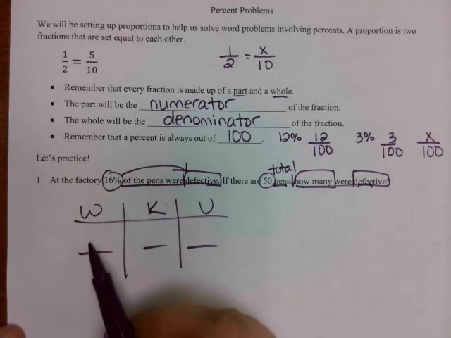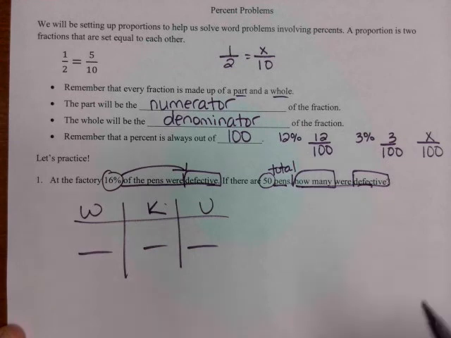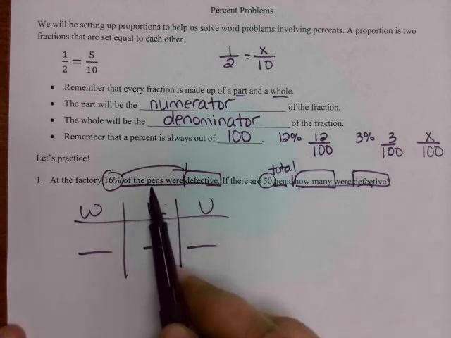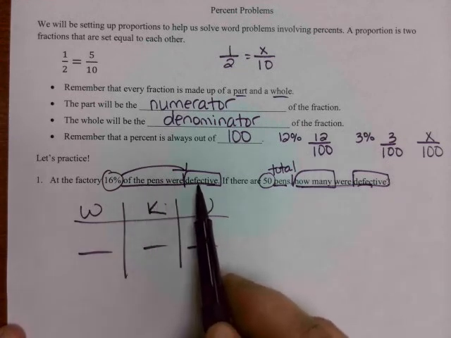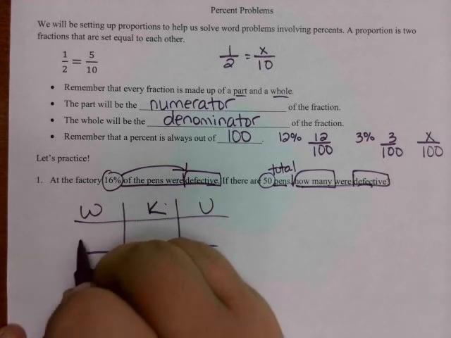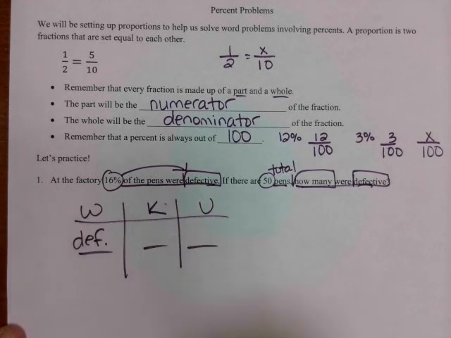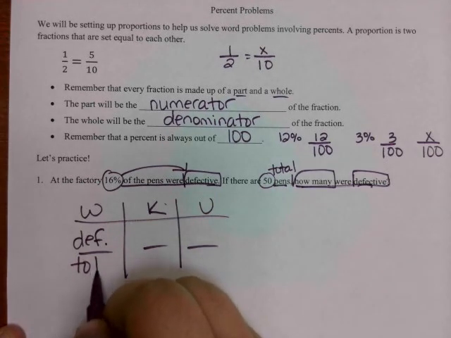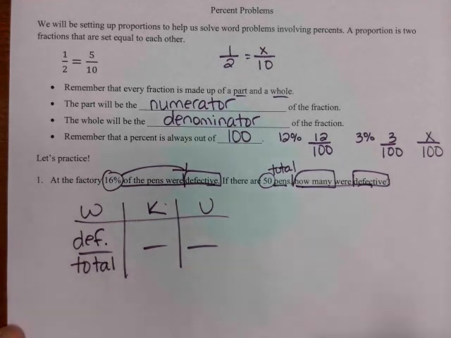So let's identify our word ratio or word fraction first. What are the two words being compared? I know we're talking about pins, but we were talking about defective pins and total pins. Defective is going to be my part, so I'm going to put it here on top. And total will always be your whole. If they ever give you a total of something, it's always going to be your whole.